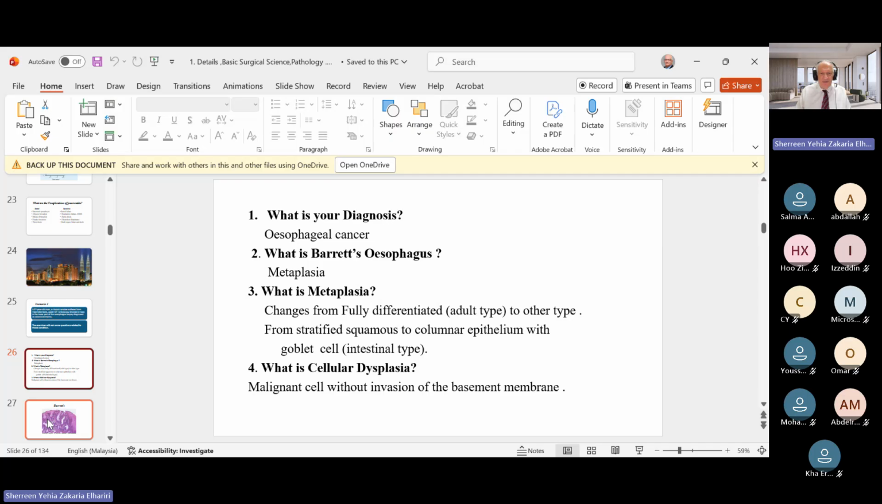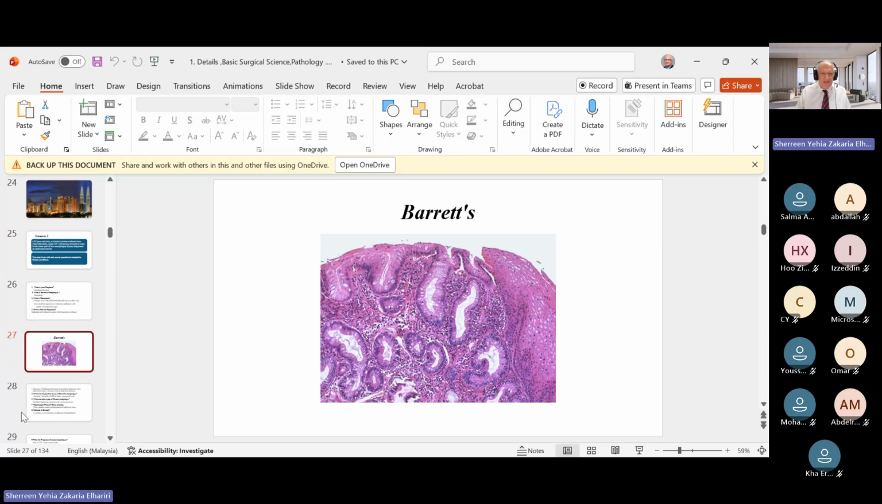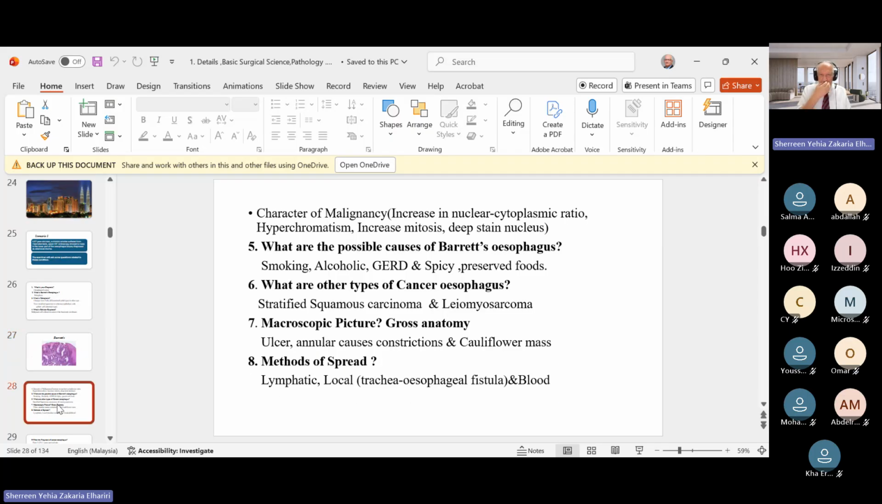So, of course, we have this picture. It is Barrett esophagus. After that, we ask you, what is the possible cause of Barrett esophagus? What causes Barrett esophagus?